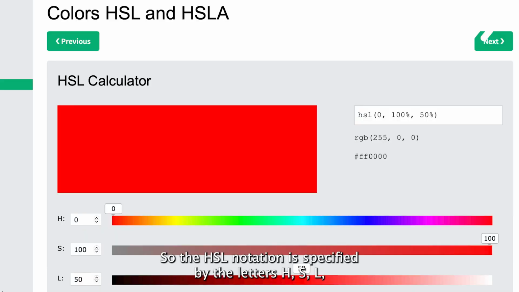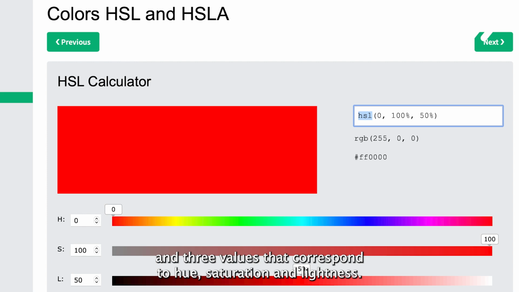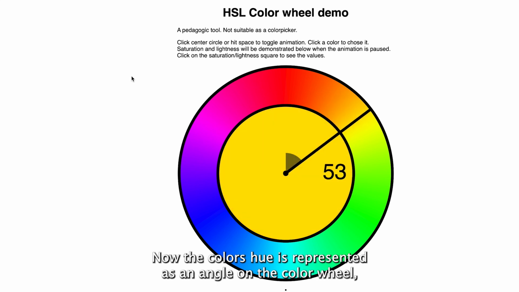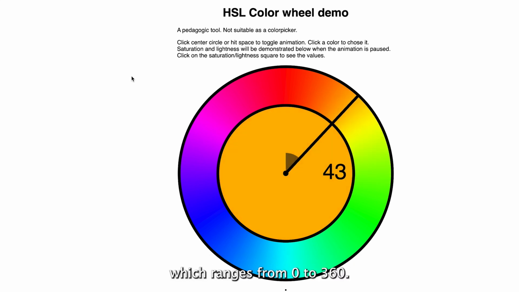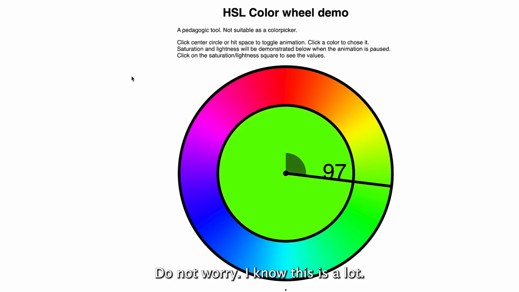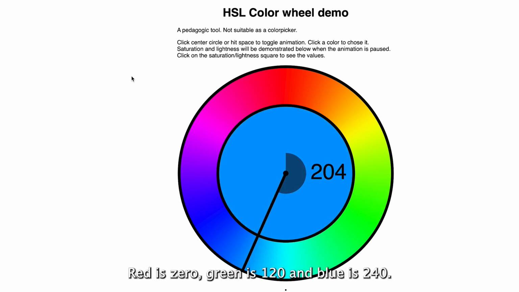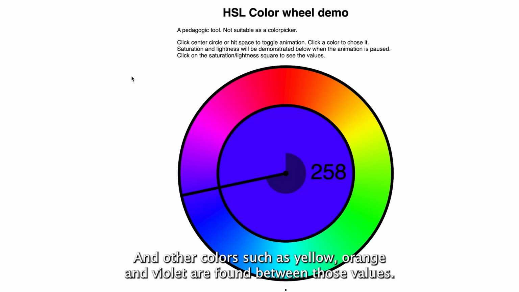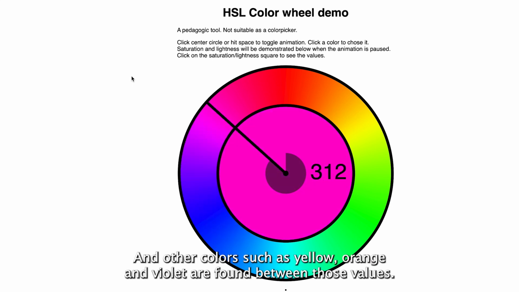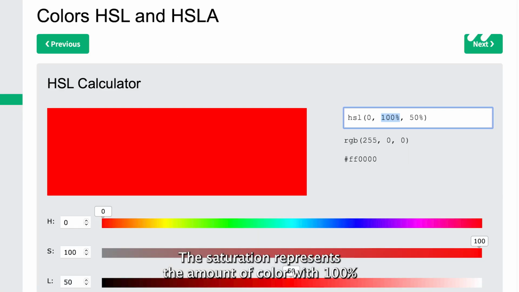So the HSL notation is specified by the letters HSL, and then the parentheses and 3 values that correspond to hue, saturation, and lightness. Now, the color's hue is represented as an angle on the color wheel, which ranges from 0 to 360. Do not worry, I know this is a lot. Once we start the practicals, you will get it better. Red is 0, green is 120, and blue is 240, and other colors such as yellow, orange, and violet are found between those values. The saturation represents the amount of color, with 100% being fully saturated and 0% being grayscale. And then lightness tells us how bright or dark the color is.